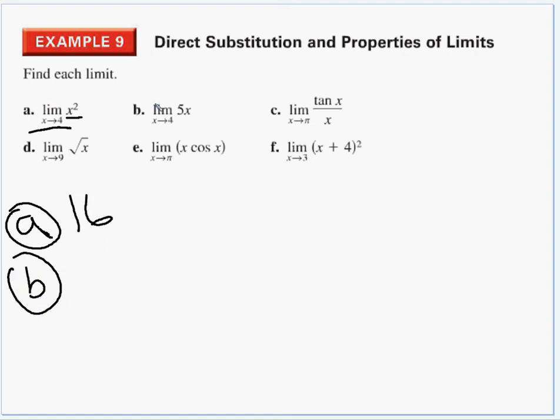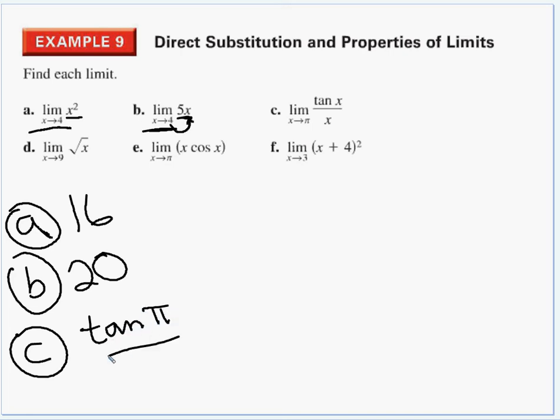Letter B. The limit as x approaches 4 of 5 times x. Well, that 4 is going to jump in, take the place of x. 5 times 4, last I checked, is 20. C. X approaches pi. So our numerator has an x in it. That's going to become a tan of pi. Denominator is x, so that'll turn into a pi. Tangent of pi is 0. And 0 divided by anything is 0.